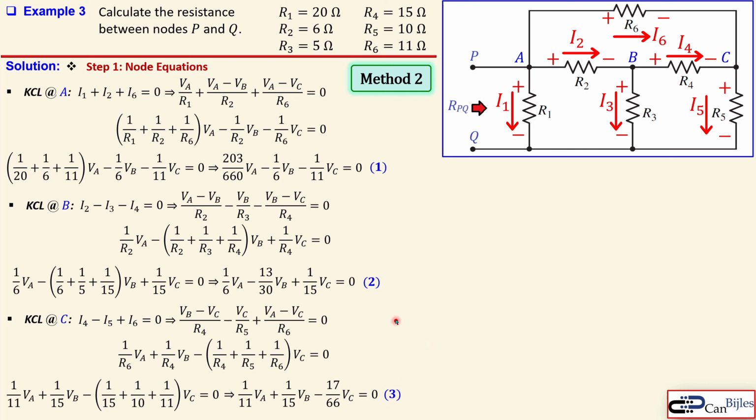Now we will see here that we can again set up the matrix equation for these 3 equations. So this is now the matrix equation, which has in this case a lot of fractions compared to the first method, but it is now 3 by 3 instead of 4 by 4. So again you see the coefficient here, 203 over 660, etc. And that's all for the other one, 1 over 6, etc. also for the other one. And this is 1 over 11, 1 over 15, and minus 17 over 66.